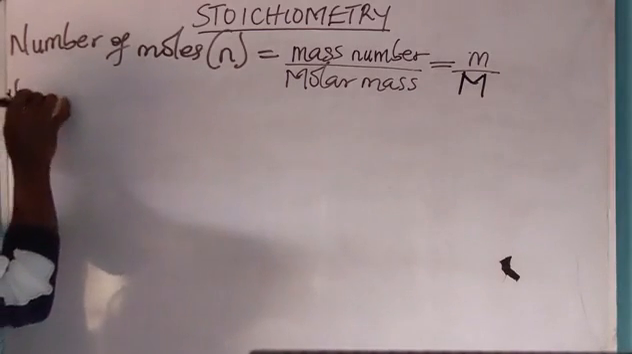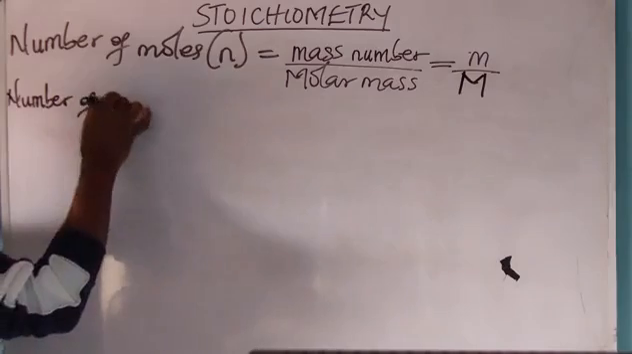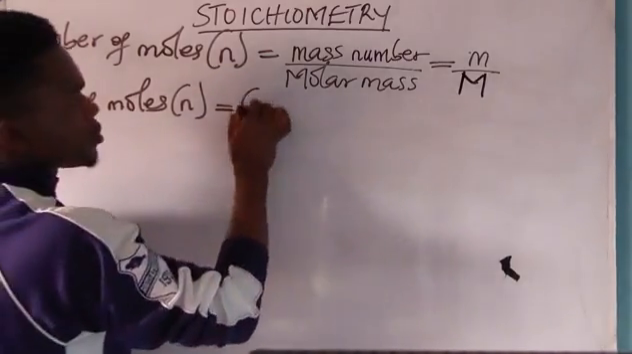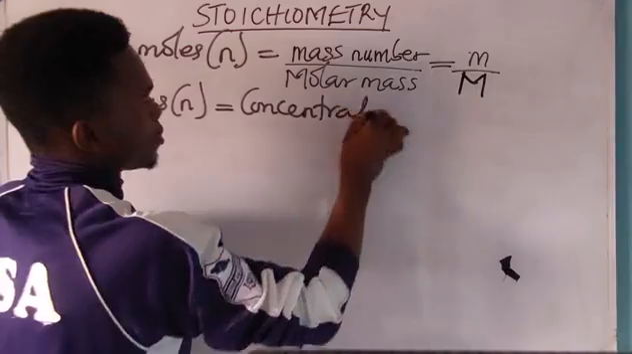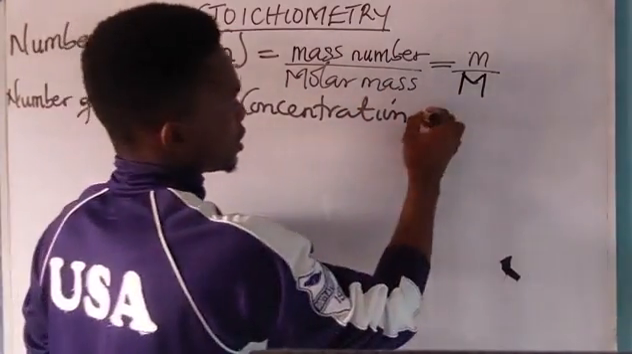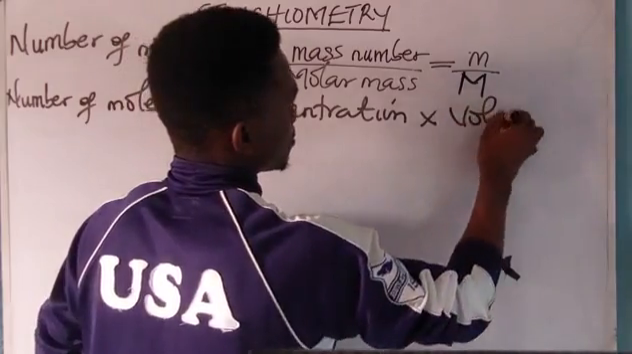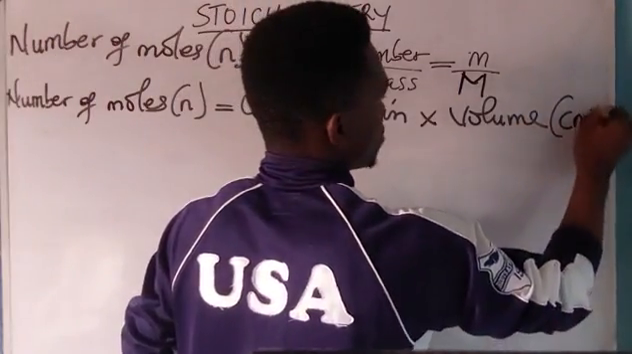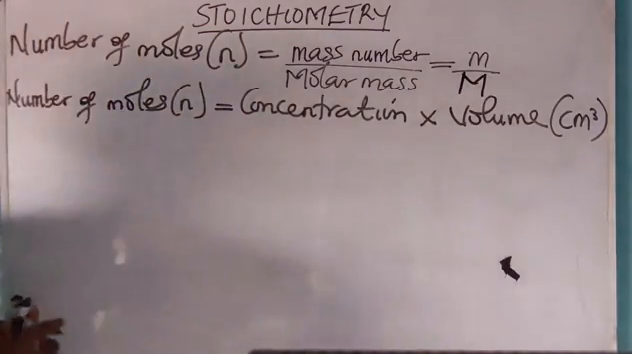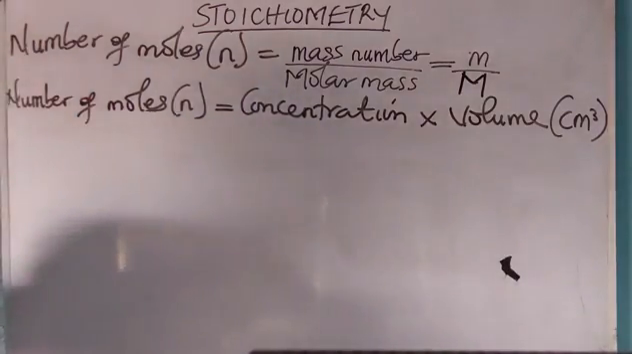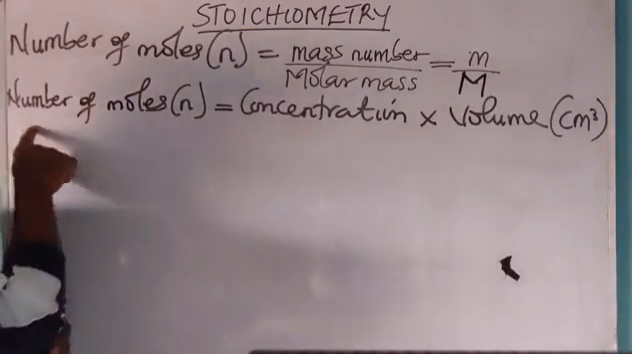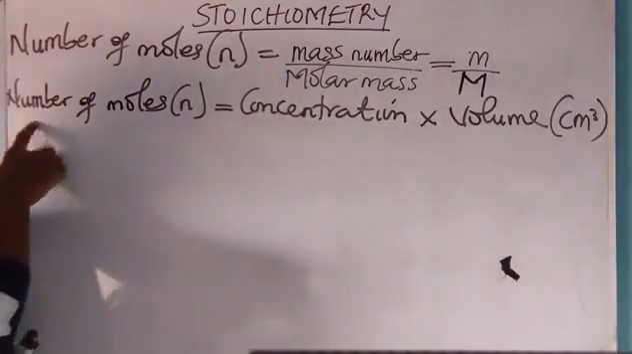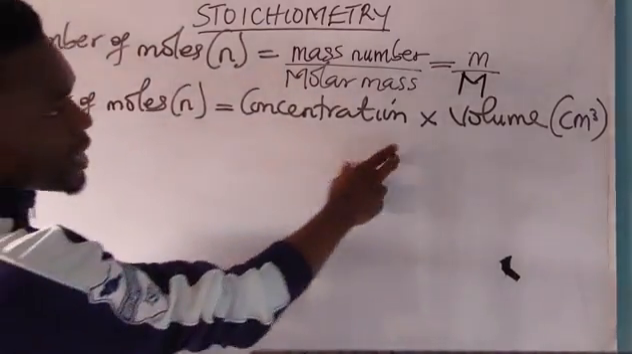Number of moles is also equals concentration times volume in cm cube. Right, this is one of the formulas. These are some of the formulas that we are going to be using. I'm yet to write more. Number of moles, you have mass and molar mass, that is a common formula. Another one is number of moles also equals concentration times volume.